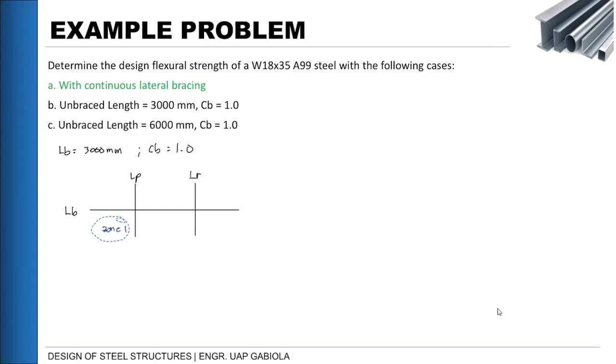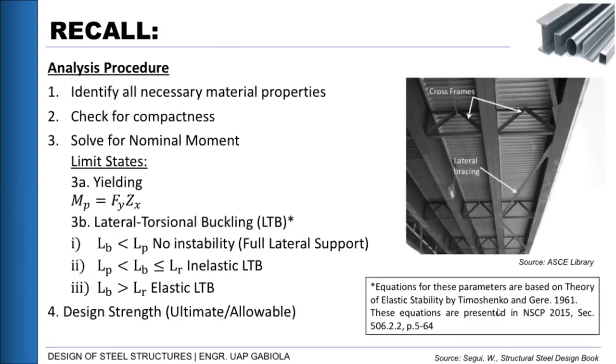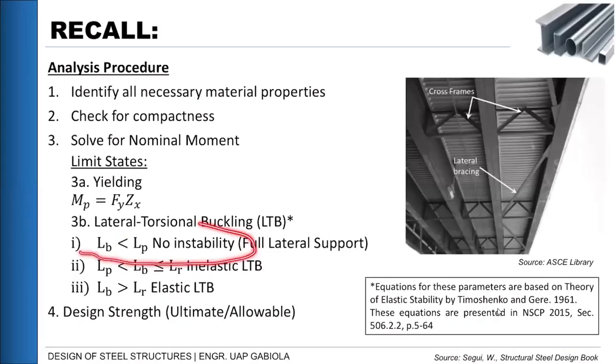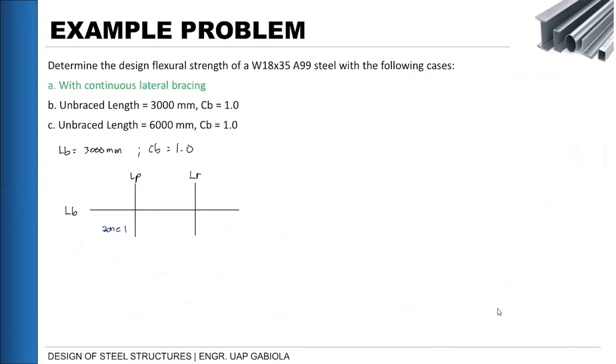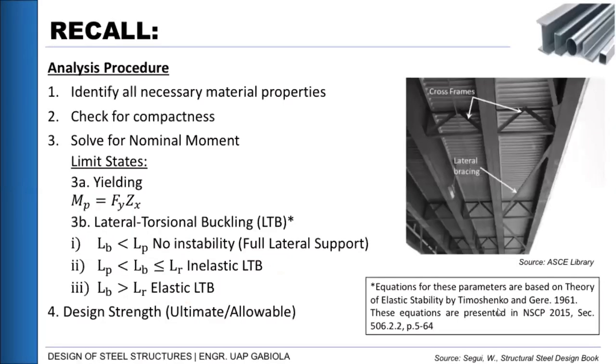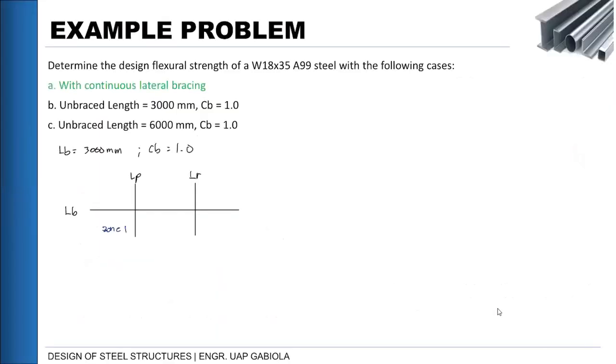Okay. For zone 1, as we said earlier in our first slide, when Lb is less than Lp, there is no instability. When in between, it is inelastic, and then elastic LTB is our last case. So let's put that there. Okay. So our zone 1 is no instability. Okay? We will put no instability. So this is the area of no instability.